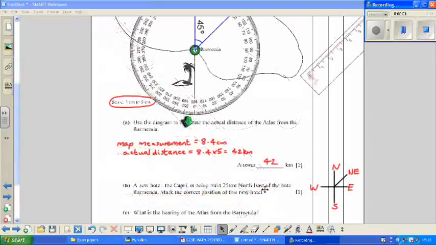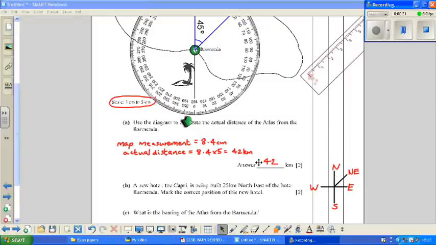So for part B, 4B, they've told us that there's a new hotel called the Capri. It's going to be built 25 kilometers northeast of the Hotel Barracuda. So let's just check again. If you can't remember exactly where northeast is, do your compass points: north, east, south, west, and northeast then is halfway between north and east, at an angle of 45 degrees from north.